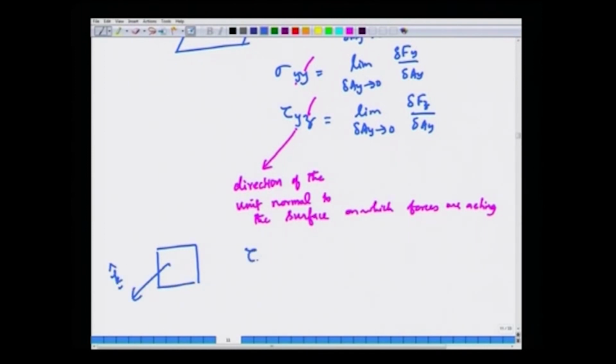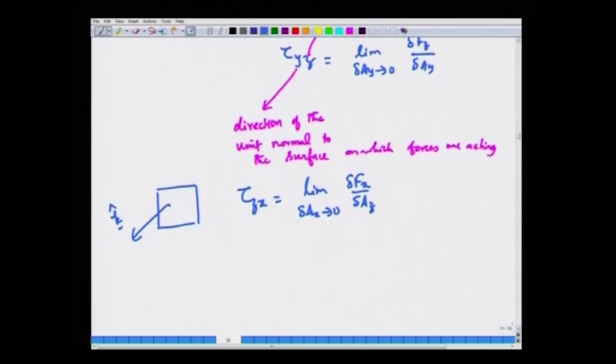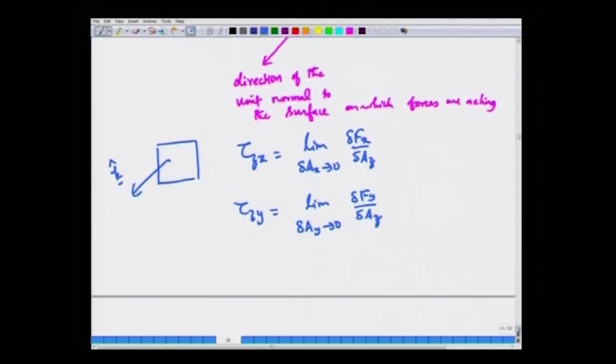Okay. So, tau z x is limit delta a z tending to 0, tau z y is limit delta a z tending to 0, and tau z z. So, it is a normal stress. So, we denote normal stresses by the Greek letter sigma, limit delta a z tending to 0.